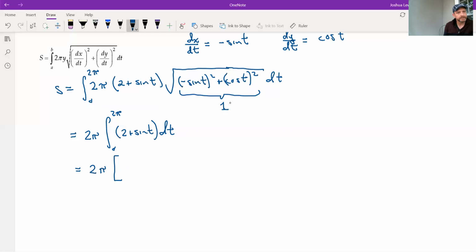So what do we get? Well, 2t, and then antiderivative of sine is going to be negative cosine, so minus cosine t from 0 to 2 pi.